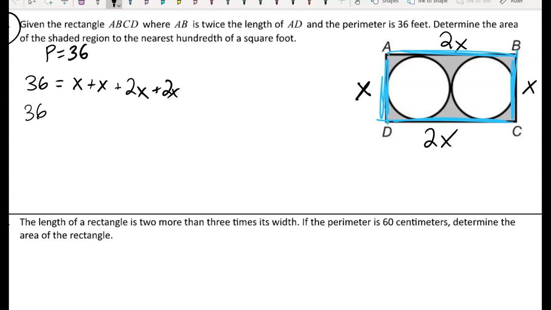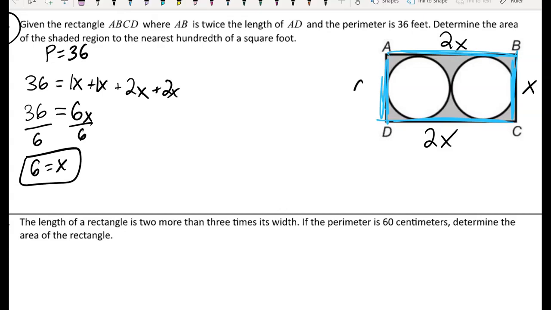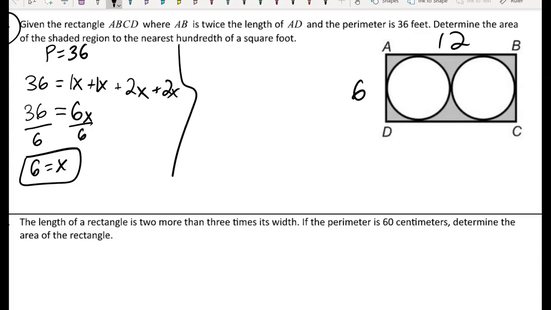Remember, when you're adding variables, you can just sum the coefficients as long as the exponent for the variables are the same. So 1x plus 2x plus 2x makes 6 x's altogether. And if I divide out the 6, I find that x is equal to 6. So that just means that my length of AD is 6, and my length of AB is 12. So anytime I solve for a variable, I like to plug it back into my picture just so it gives me a little bit more information.